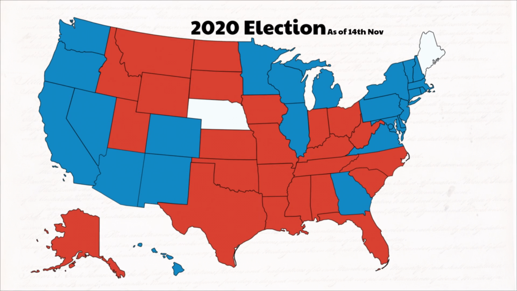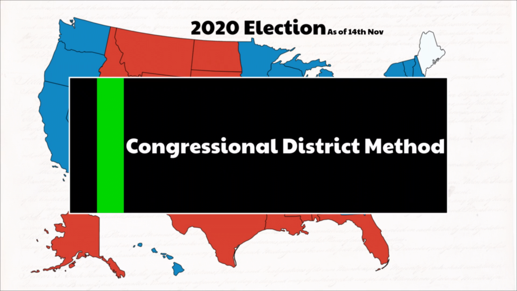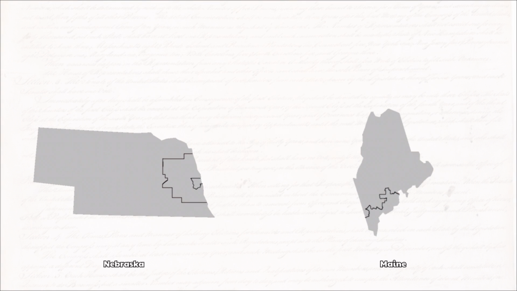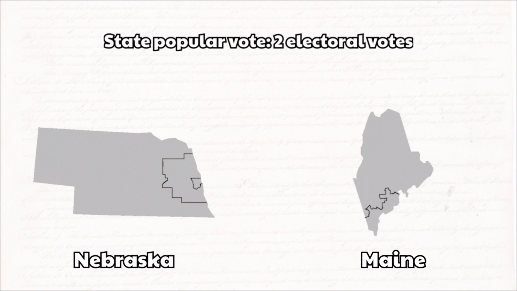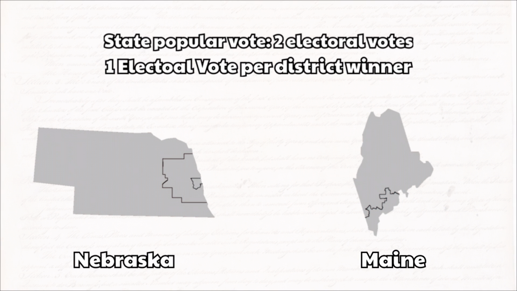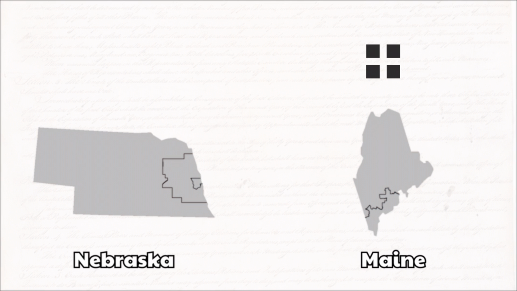This is done in almost all states and the District of Columbia, but two states stand out. Nebraska and Maine use something called the Congressional District Method, and it works like this. The winner of the state's popular vote gets 2 electoral votes, and 1 electoral vote goes to the popular vote winner in each congressional district. Maine has 4 electoral votes, 2 of which go to the state's popular vote winner, and 1 to each congressional district winner. Maine has 2 congressional districts.